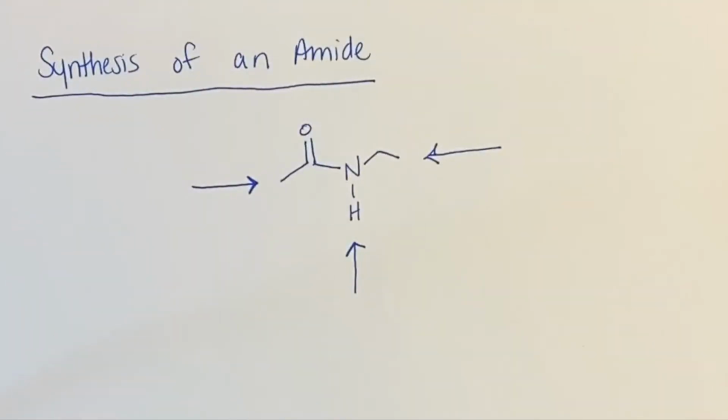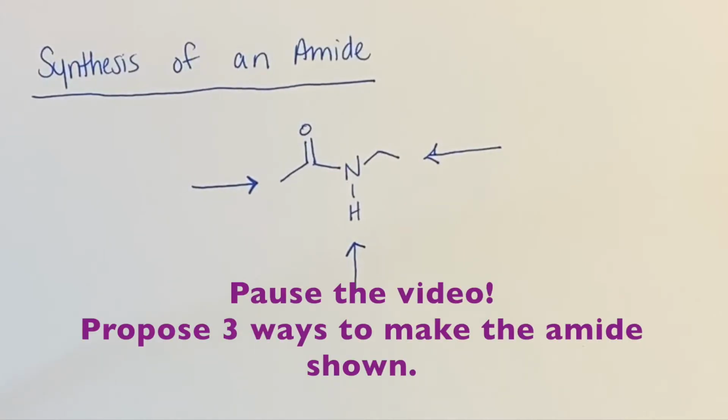When it comes to the synthesis of an amide, there's three functional groups that we've talked about that would allow you to make an amide. Do you know what they are? Pause the video, go through your notes, and come up with 3 ways that you could make the amide shown here.